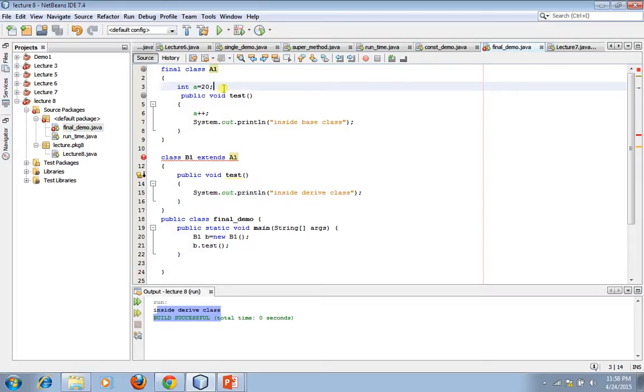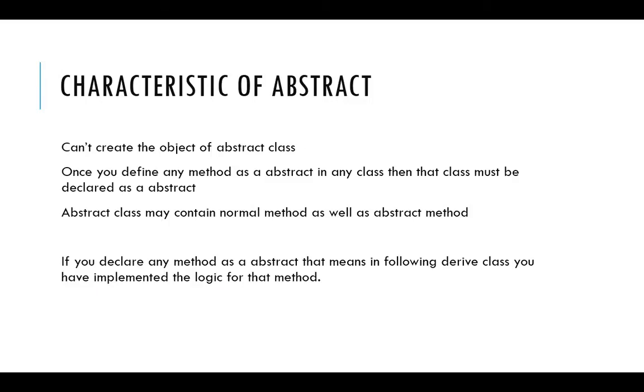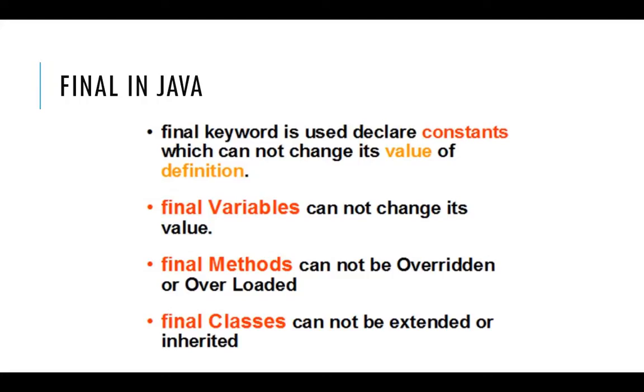So in this lecture we have covered three concepts. The first one is dynamic method dispatch. The second one is how to use the abstract keyword. Here I have also defined the characteristics of abstract keyword. Cannot create the object of abstract class. Once you define any method as abstract in any class, then that class must be declared as abstract. Then an abstract class may contain normal methods, and if you have declared any method as abstract, that means in the following derived class you compulsorily have to implement the logic for that method, like the area method of the shape class. Clear? Then we have discussed the concept of final.